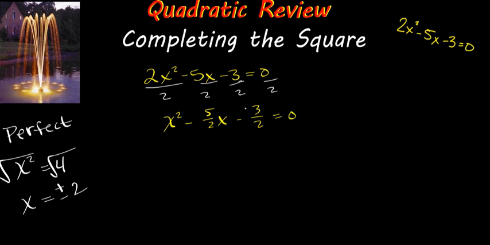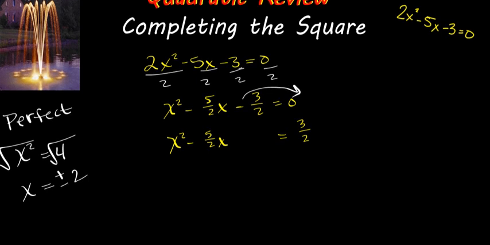The next thing you need to do is make a space for your perfect number. So you're going to move the number that doesn't have an x. So we now have x squared minus 5 over 2 x. You're going to leave a space, and then since I had a negative number on the left, I'm going to end up with a positive 3 halves on the right. Now I know those of you that don't like fractions are freaking out right now, but don't freak out. You have a calculator, do your fractions.